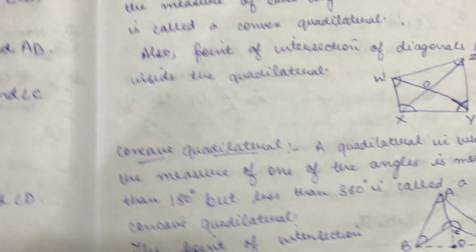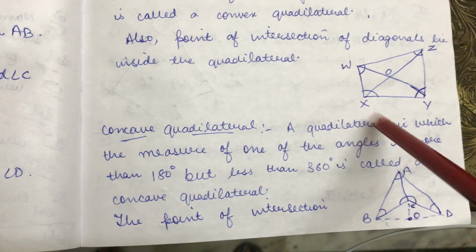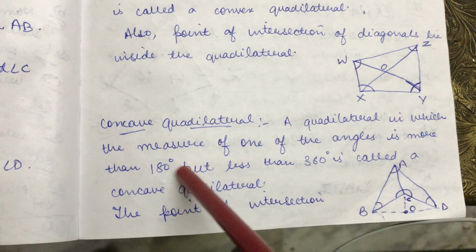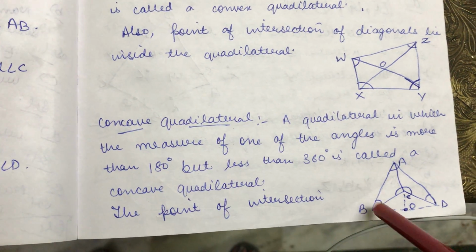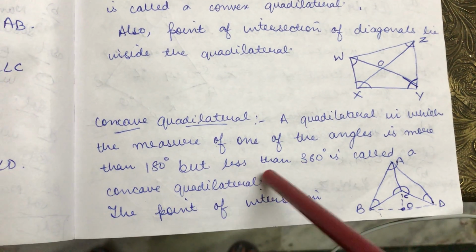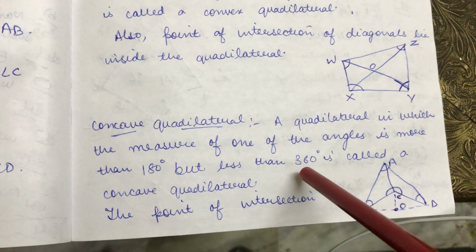Next is a concave quadrilateral. A quadrilateral in which the measure of one of the angles is more than 180 degrees, means one angle is more than 180 but it is less than 360.